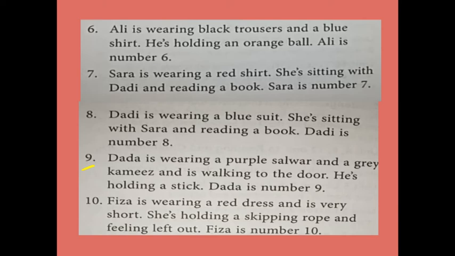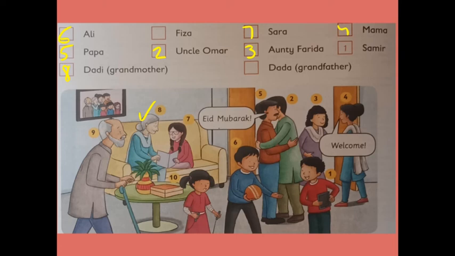Number 9. Dada. Dada is wearing a purple shalwar and a grey kameez and is walking to the door. He is holding a stick. Dada is number 9. Dear student, can you find Dada? Well done. This is Dada and his number is number 9.